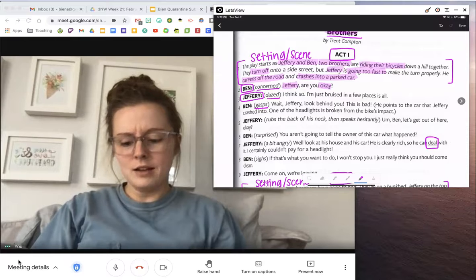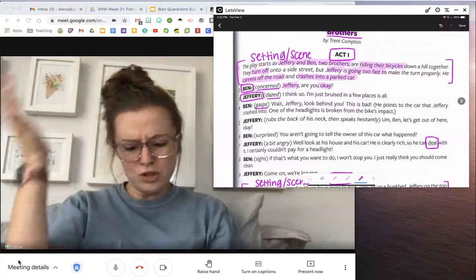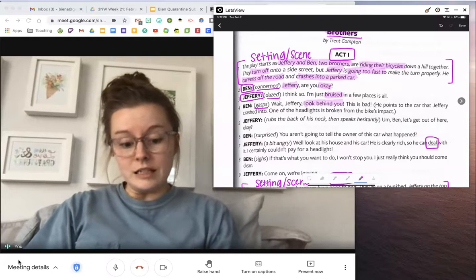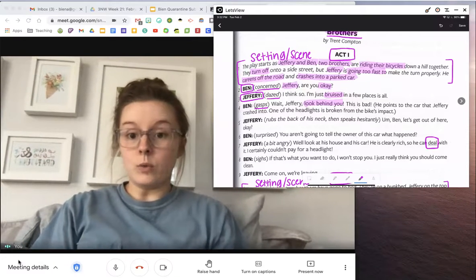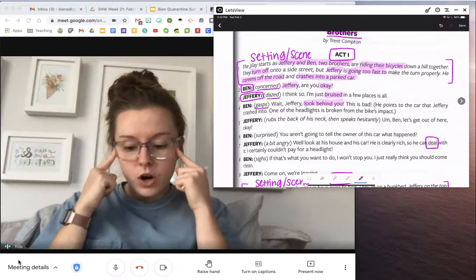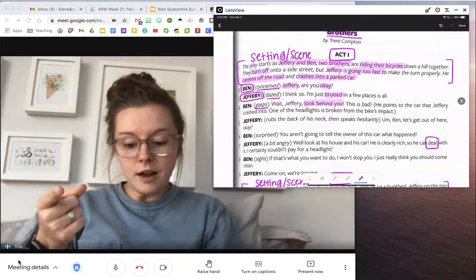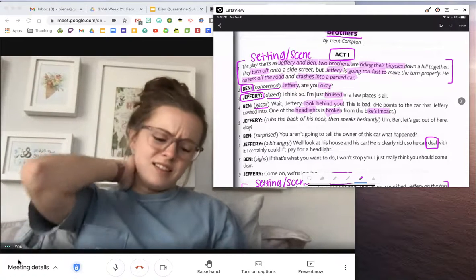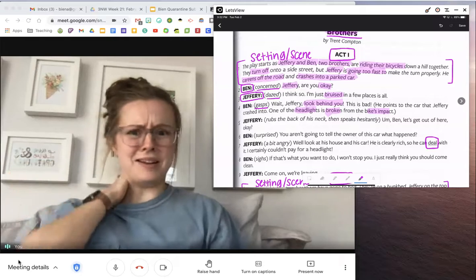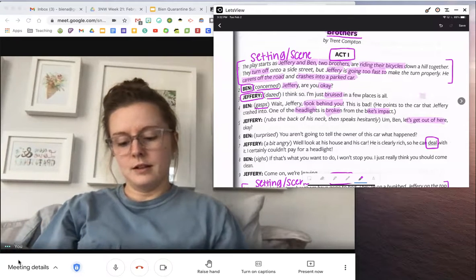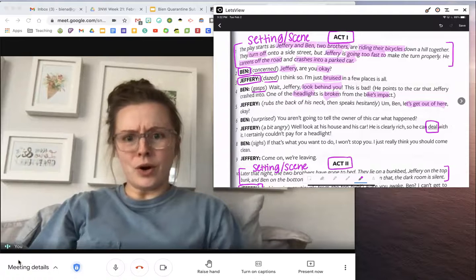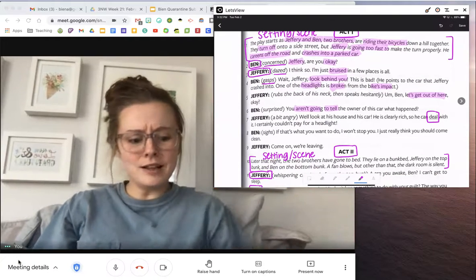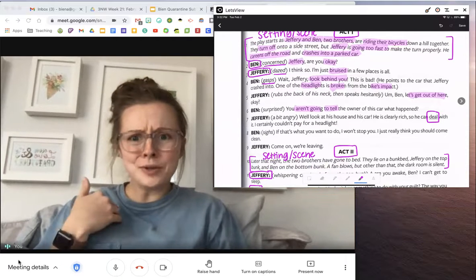Jeffrey, are you okay? I think so. I'm just bruised in a few places is all. Wait, Jeffrey, look behind you. This is bad. Okay, now read these stage directions in your head. He points to the car that Jeffrey crashed into. One of the headlights is broken from the bike's impact. Ben, let's get out of here, okay? You aren't going to tell the owner of this car what happened? Well, look at his house and his car. He is clearly rich, so he can deal with it. I certainly couldn't pay for a headlight.